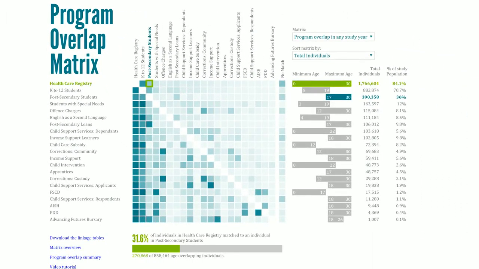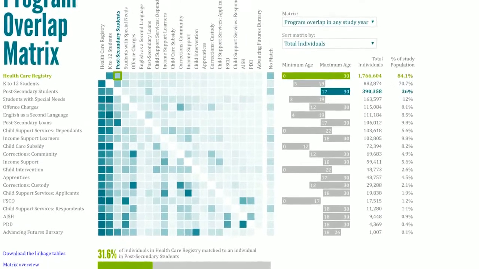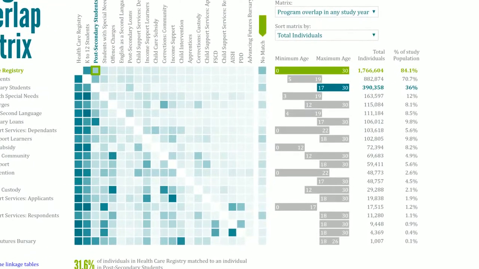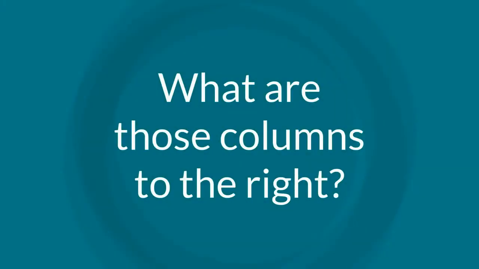All programs in the study appear in the rows and the columns, so the matrix shows all possible program overlaps. An additional column provides the no-match rate for each source program. This is the proportion of individuals in the source program who did not use any of the other programs in the study.